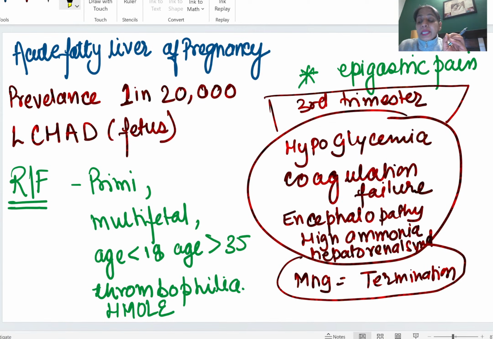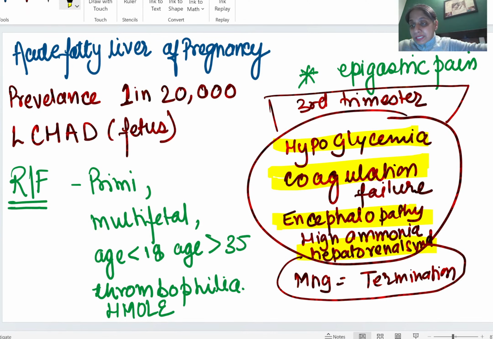Please listen here. In acute fatty liver of pregnancy, these are the signs by which you will differentiate. There is hypoglycemia, there is coagulation failure, there is encephalopathy, and there is hepatorenal syndrome. These are the 4 features by which you will differentiate that this is a case of acute fatty liver of pregnancy.